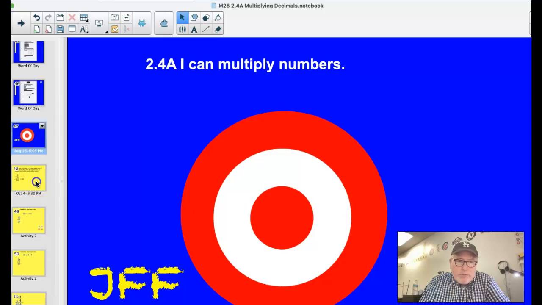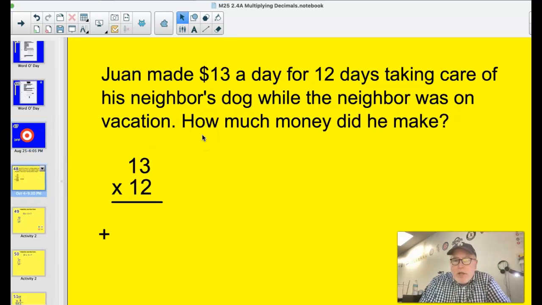Let's do this thing. I always like to start off with a real world problem here. So Juan made $13 a day for 12 days taking care of his neighbor's dog while the neighbor was on vacation. How much money did he make? Well, in order to find the answer to this question, we have to multiply 13 times 12.